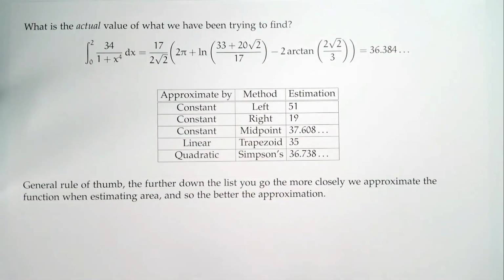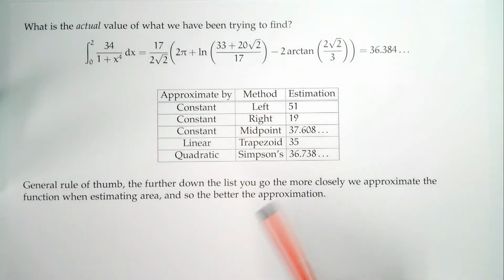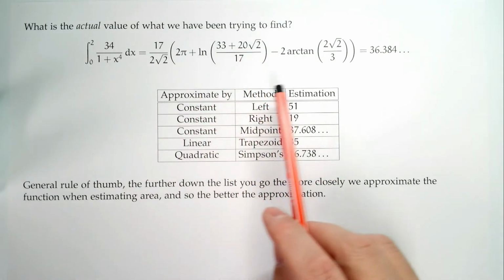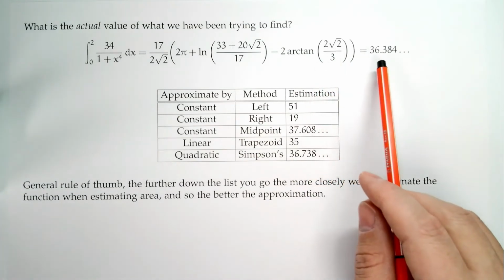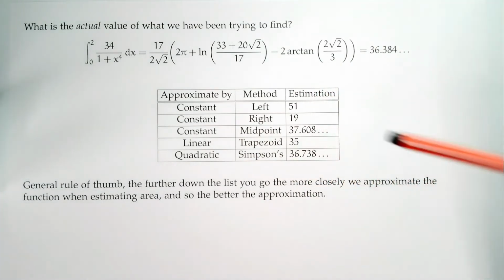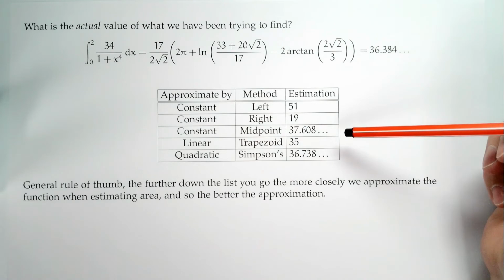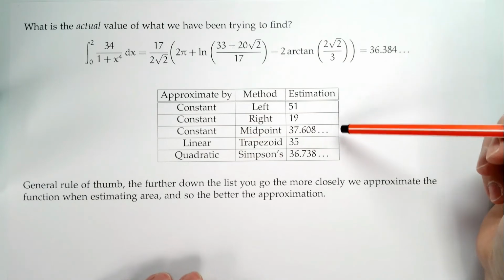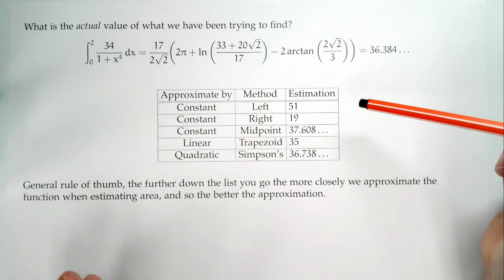So the actual value of the integral from 0 to 2 of 34 over 1 plus x to the 4th is equal, naturally, to this expression. 17 over 2 root 2 times 2 pi plus log of some crazy expression minus 2 arctangent of some unusual value, which is 36.384. Now we talked about several estimates. We have our constant estimates where what's on the top is a constant function. So you have the left, the right, and the midpoint, and these are the values that come out, 15, 19, 37.608. They're kind of all over the map.